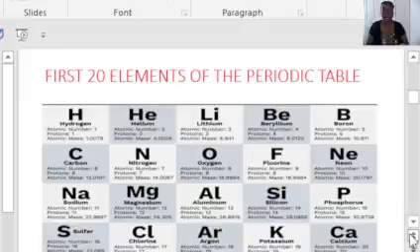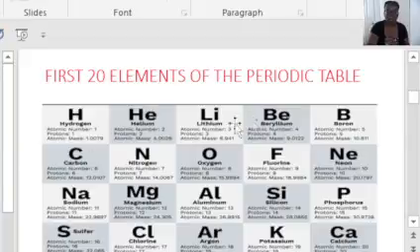Now, it's the first 20 elements because we are really looking at the atomic number. So they are categorized based on their atomic number, and that's how we are focusing on them here.